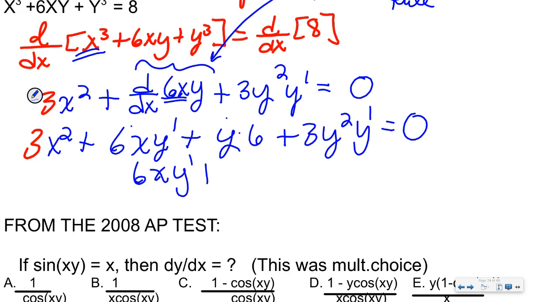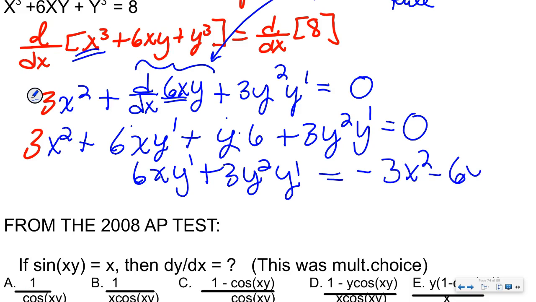I'm going to keep my 3y squared y prime, because I want to figure out what y prime is. I'm going to move over my 3x squared and my 6y. Why do I do that? What's the next step? You shouldn't even need to look. Yeah, I did it so I could factor that y prime out.